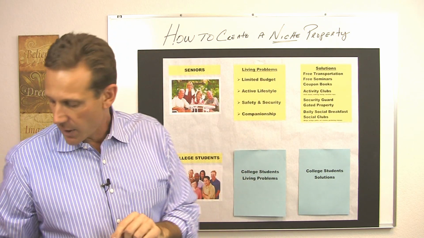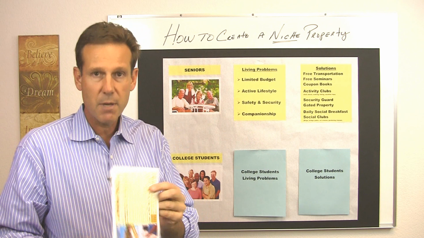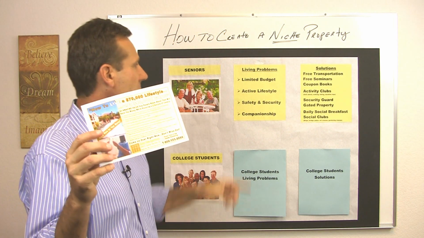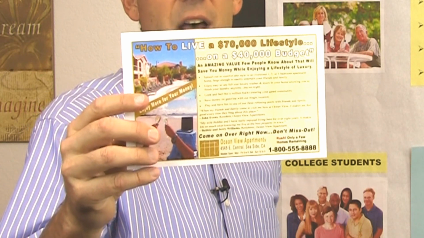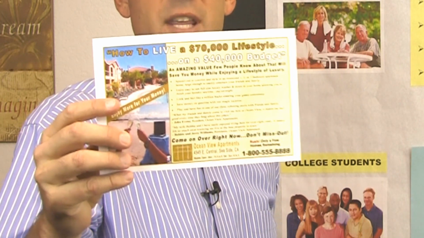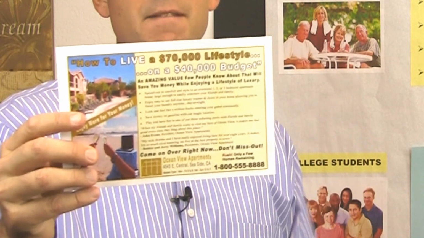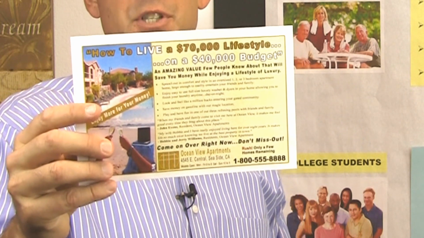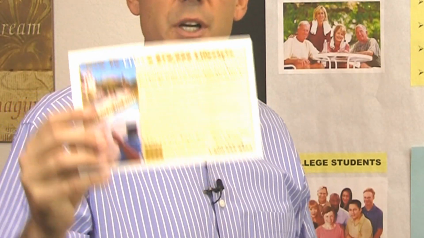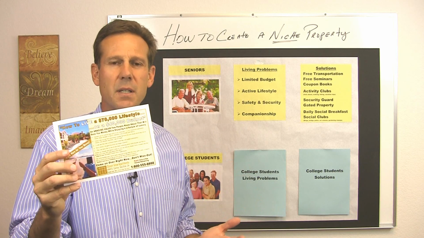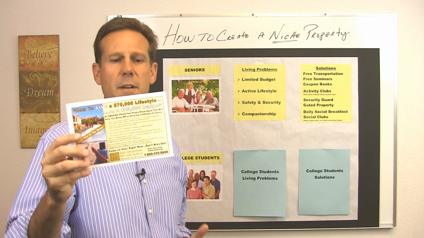So when we go out and we create some marketing, here's a little marketing piece that I created for this particular property that solves these problems. It says, how to live a $70,000 lifestyle on a $40,000 budget. An amazing value few people know about that will save you money while you're enjoying your lifestyle of luxury. Don't seniors want a great lifestyle, but they don't have much money?